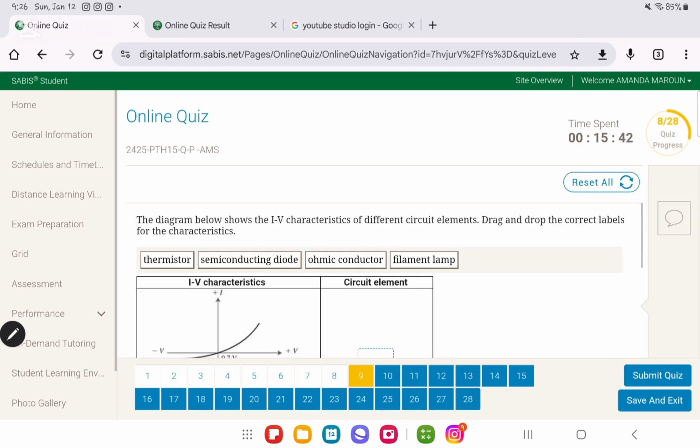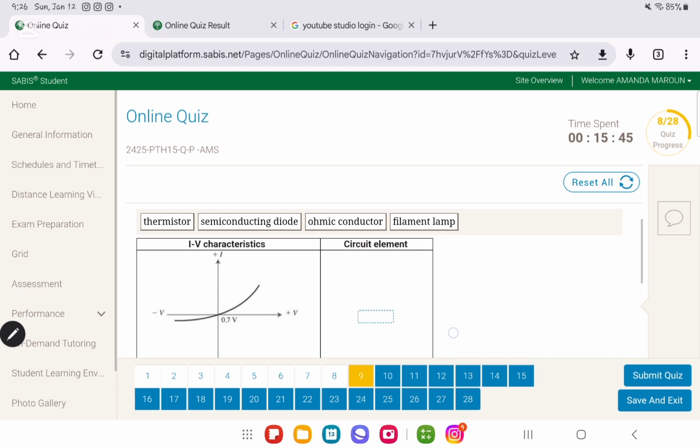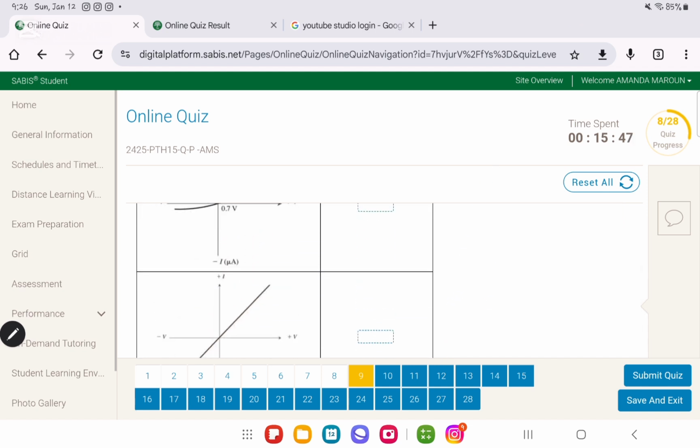Moving on to question number 9. Here we need to memorize the tables. I'll just write the tables above as a brief summary. We have a table like this. If it's a straight line passing through the origin, then it is an ohmic conductor.